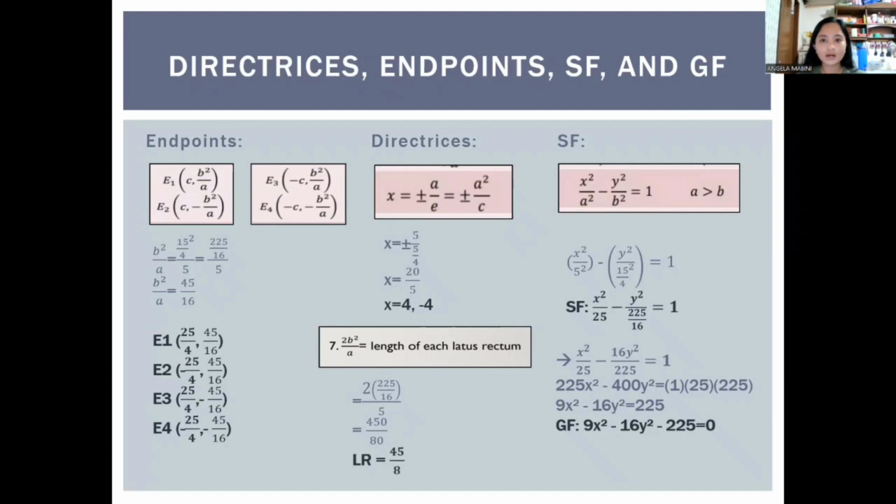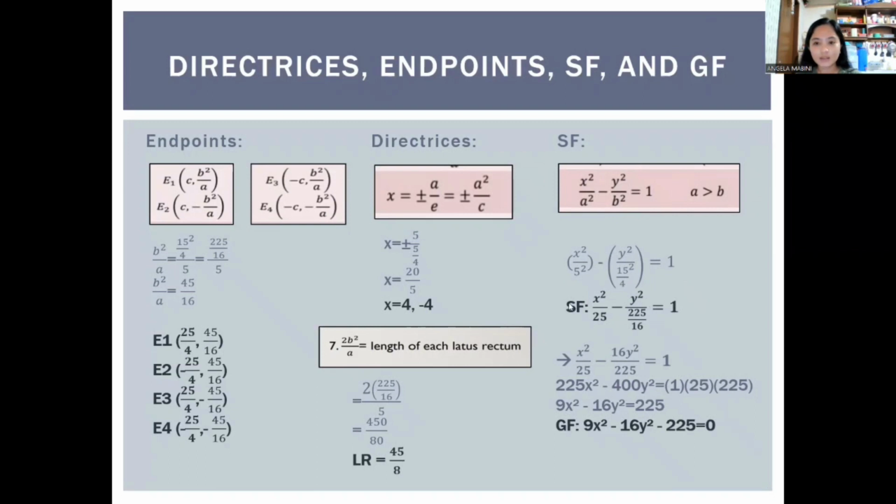So we will now find the standard form of the hyperbola equation. Substituting the value of A and the value of B in this equation, x squared over 5 squared minus y squared over 15 over 4 squared is equal to 1. So x squared over 25 minus y squared over 225 over 16 is equal to 1. So this is our standard form.